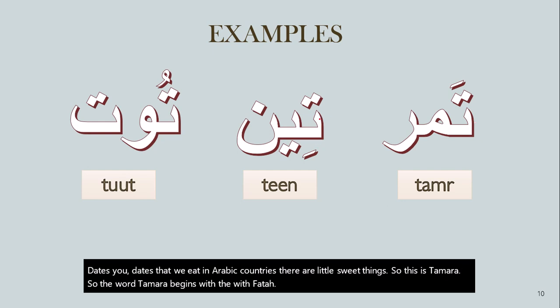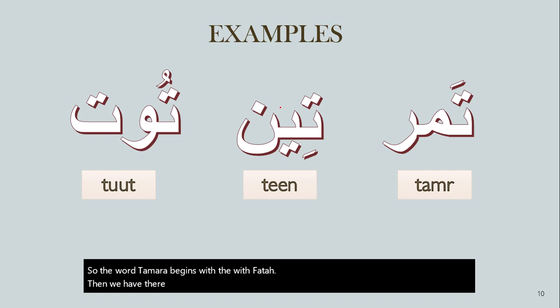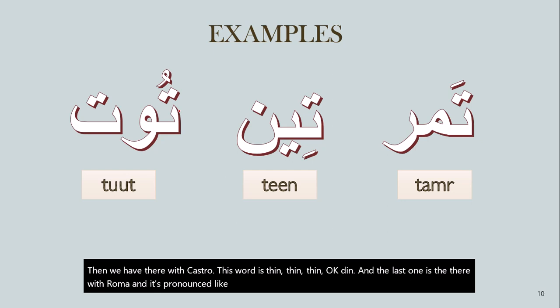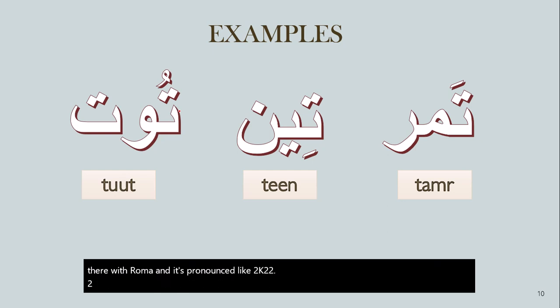Then we have ta with kasra. This word is teen, okay, teen. And the last one is ta with dhamma, and it's pronounced like tu, okay, tu, toot, okay?